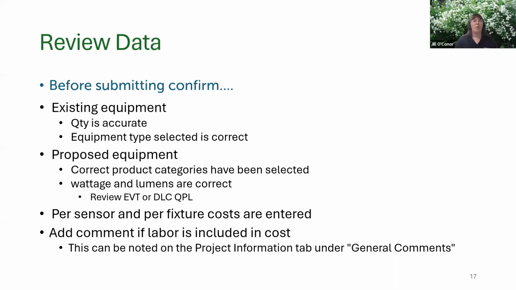Again, before you submit, you're going to want to confirm the existing equipment, that the quantities are accurate, that the equipment you selected is accurate, your proposed equipment, that you got the correct categories, and that you've entered in the wattages for them. If there's a lumen choice, like for exterior lights, we're still looking at lumen bins, is it falling into the correct area? Are these DLC or EVT qualified products list confirmed? Were their costs entered? And then if there are any other comments, let us know. You can do it in an email as well: no, the labor is not included, or yes, this includes labor.